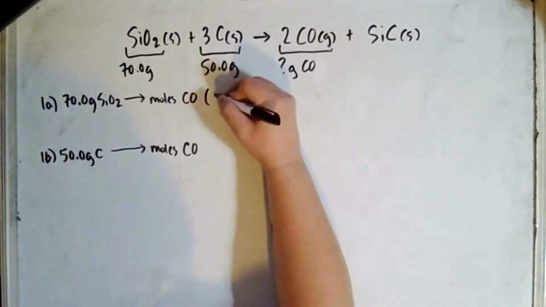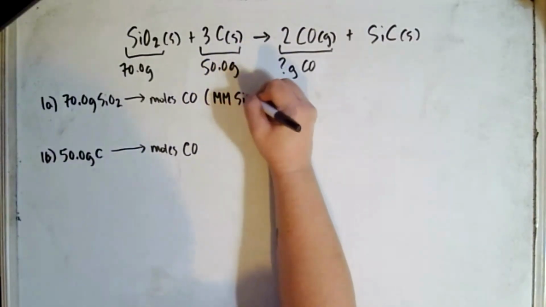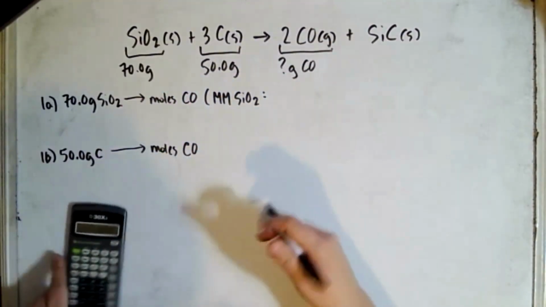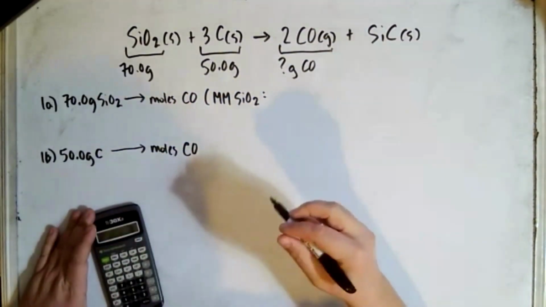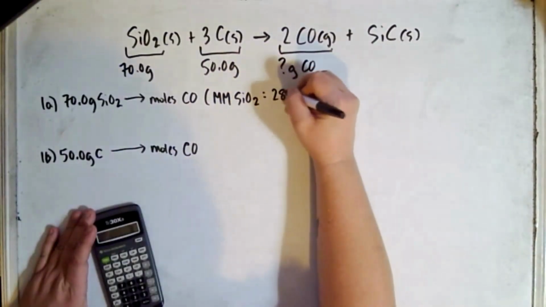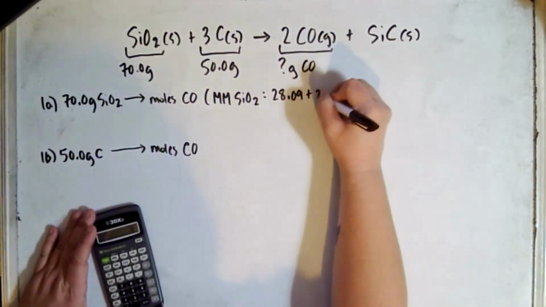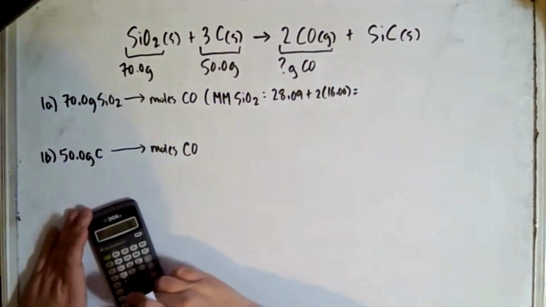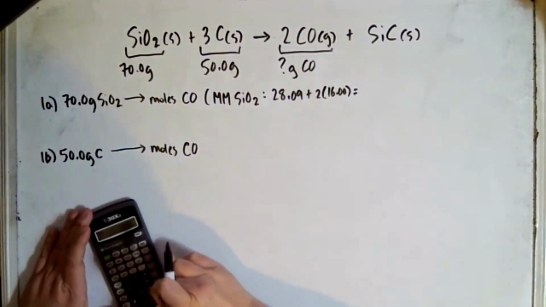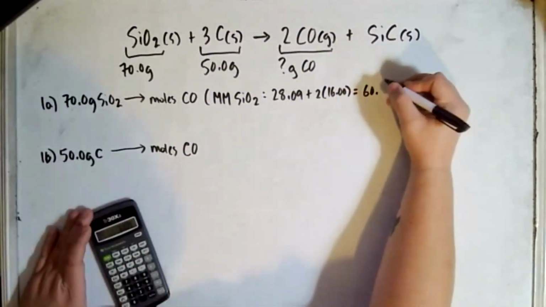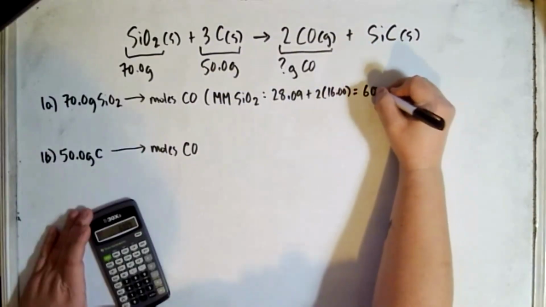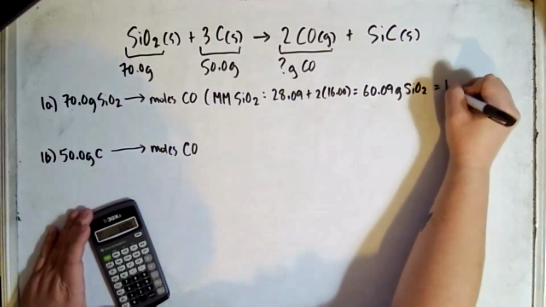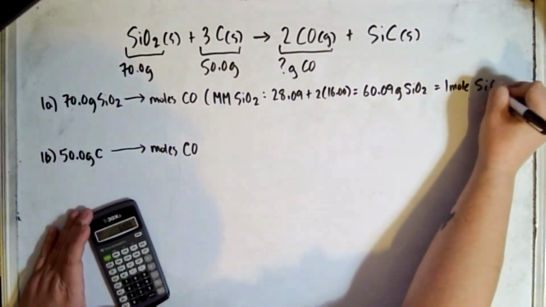the first thing that we have to do is use the molar mass of the SiO2 to convert the grams of SiO2 into moles of SiO2. So that's going to be 28.09 plus 2 times the mass of oxygen. So we're going to have 60.09 grams of SiO2 in every 1 mole of SiO2.